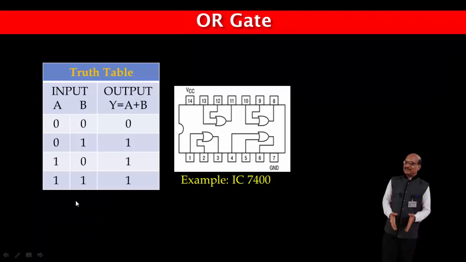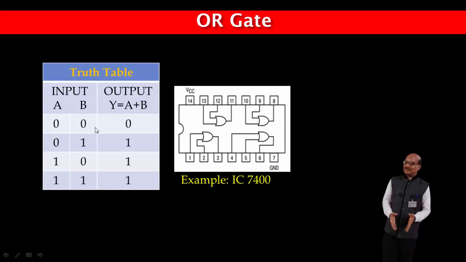Now, we write the truth table. As usual, the inputs are A and B. There are 4 possibilities for the inputs: 0 0, 0 1, 1 0 and 1 1. Now, by using the Boolean equation, Y is equal to A OR B. This OR gate works as an addition operation.